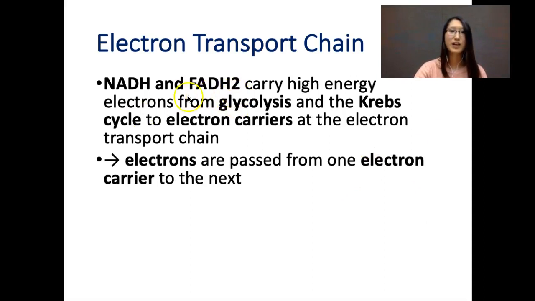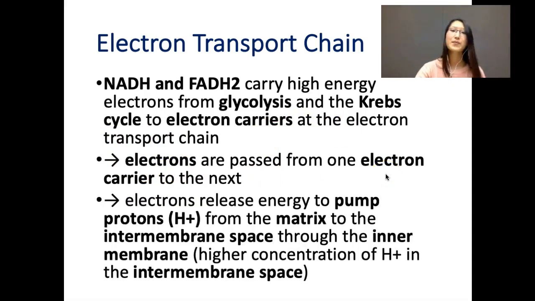NADH and FADH2 carry high energy electrons from glycolysis and the Krebs cycle to the electron carriers at the electron transport chain. Then the electrons are passed from one electron carrier to the next, to the next, to the next. During this process, the energy released by the electrons is used to pump protons, or hydrogen ions, from the matrix to the intermembrane space through the inner membrane. And then the result is we have a higher concentration of hydrogen in the intermembrane space.